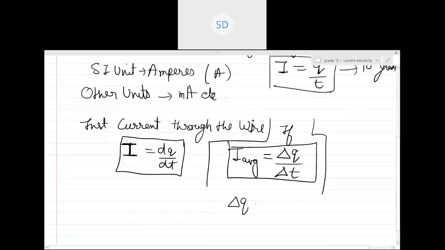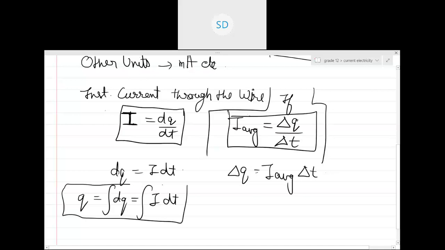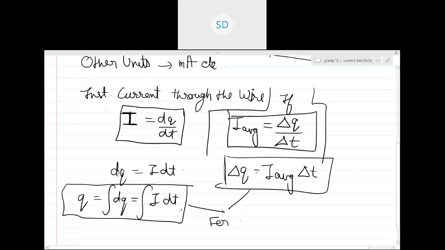So delta Q, by the way, what will be delta Q then? Delta Q will be equal to I average into delta t, and dQ will be equal to I dt. So what can I do? I can integrate this dQ to get Q, right? So please remember this is the formula for calculating charge. These two formulas are for calculating charge flown through a conductor.